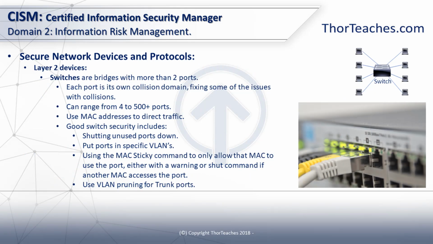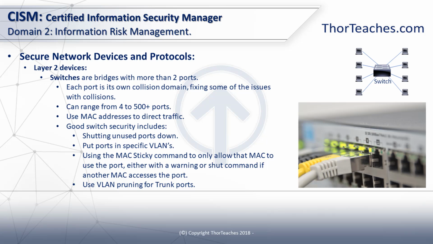Switches then are just bridges with more than 2 ports. Every single port on a switch is its own collision domain, which then fixes the biggest problem with CSMA, which were the collisions. Since every single port is a collision domain, there are no collisions. And a standard switch can range anywhere from 4 ports to over 500. Some switches can technically be layer 3 switches, which means they can route IP addresses, but assume most of the switches use the MAC addresses of the clients to direct their traffic.